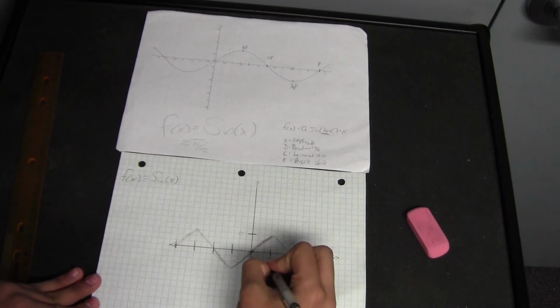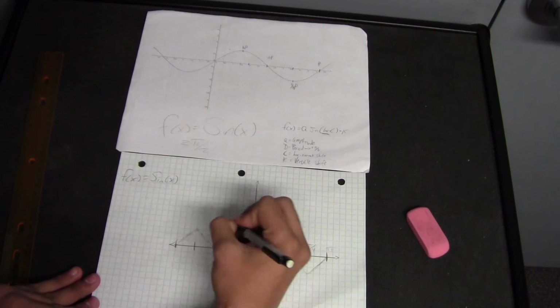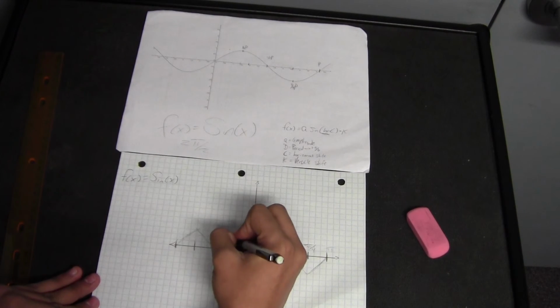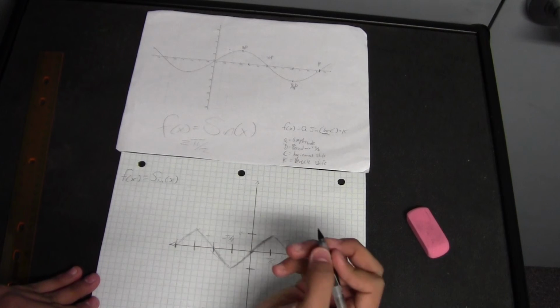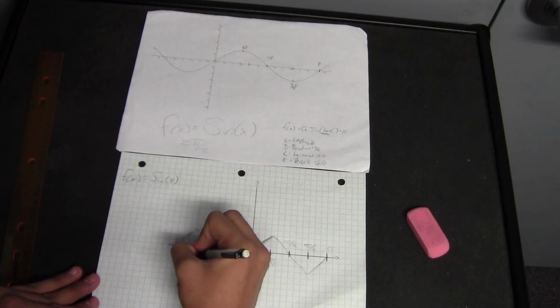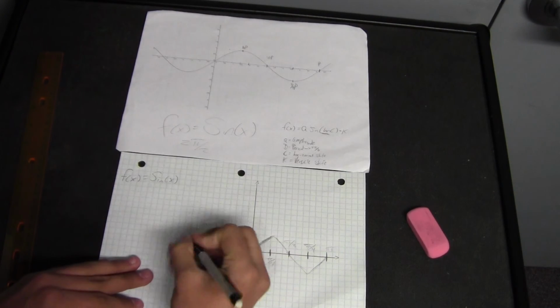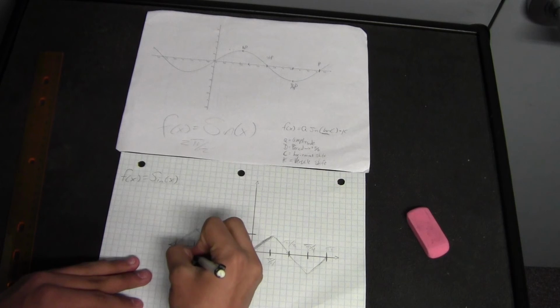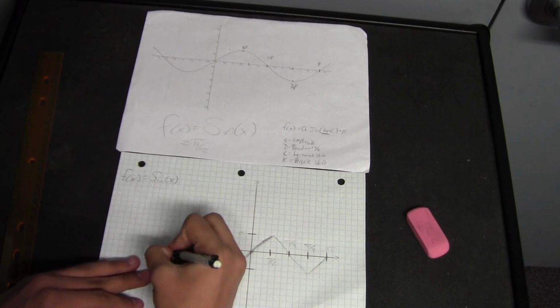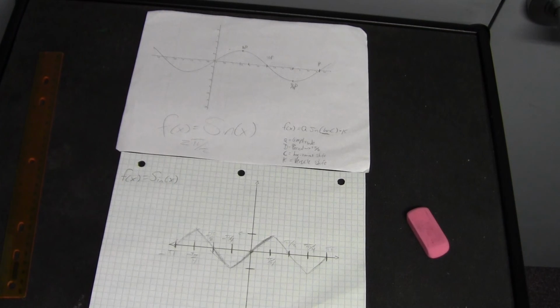The only difference between this part and this part is just that it's a negative, so you just put in negative pi over 4, negative pi over 2, negative 3 pi over 4, and negative pi. That's it. And that's pretty much how you graph sin.